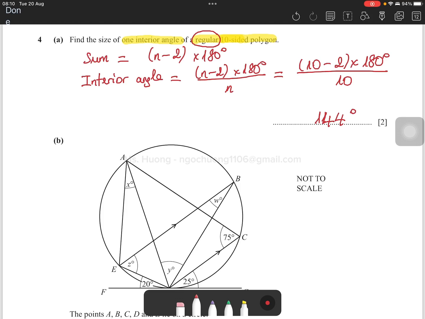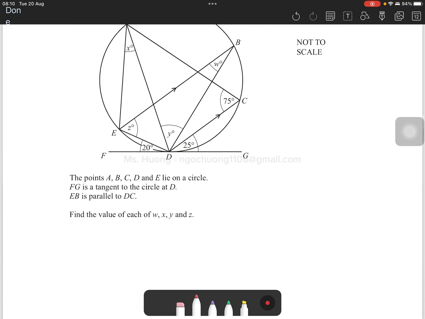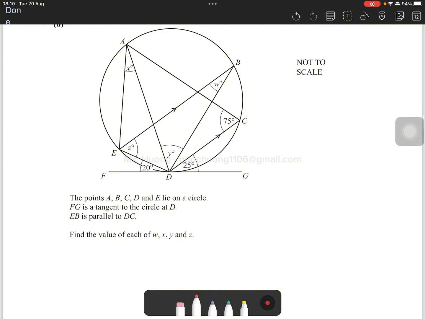144 degrees. B. The points A, B, C, D, and E lie on a circle. FG is a tangent to the circle at D. EB is parallel to DC. Find the value of each of W, X, Y, and Z. So first of all, we see that the angle X is the angle subtended by the chord ED.